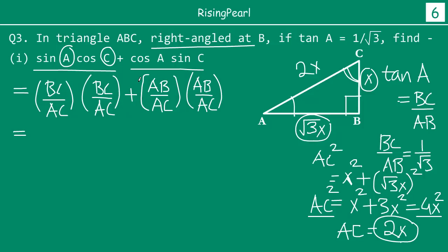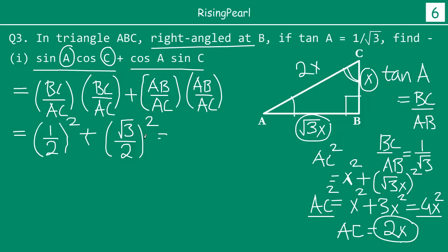So here now friends, we are going to just put the values. So BC by AC is 1 by 2. X and x will cancel out. This is also BC by AC, so it is really BC by AC square. Plus here AB by AC. AB is square root 3x by AC is 2x. So again x and x will cancel out. It will be this square, because again it is AB by AC, AB by AC.